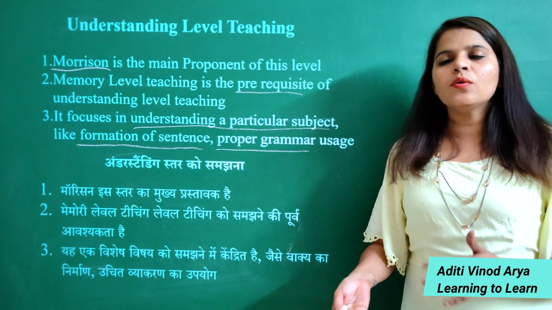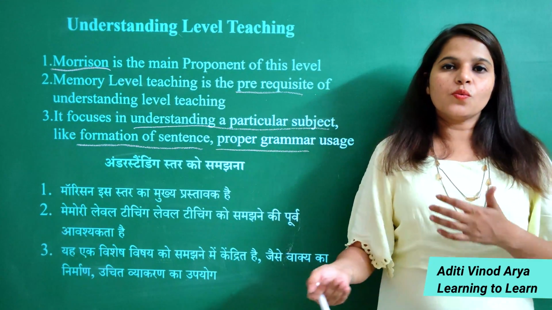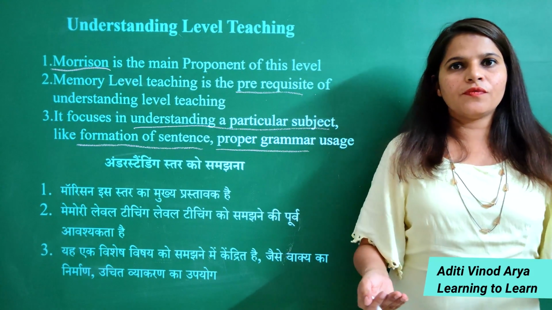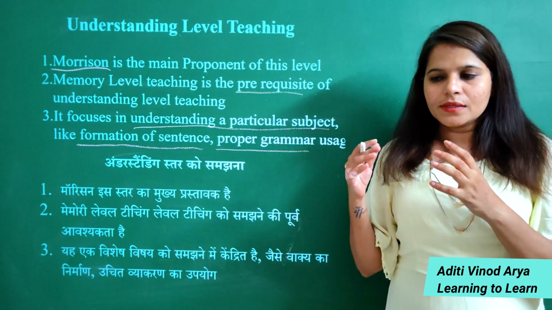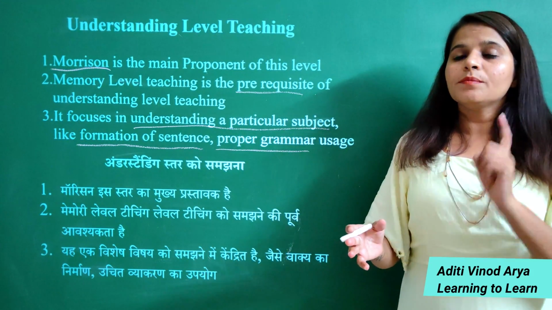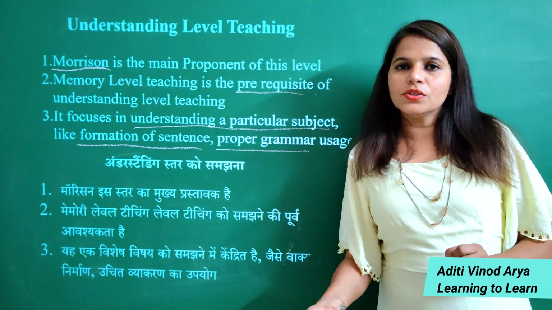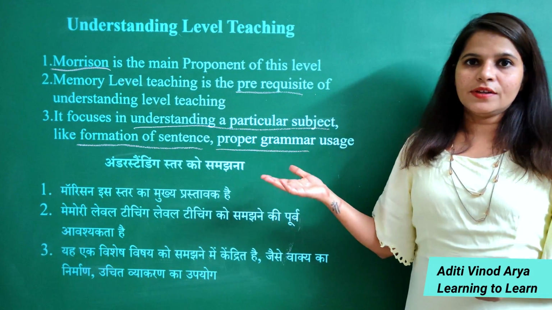The student now has gained a cognitive development, where he understands what is to be done, what not to be done, what subjects he can refer to, or what books he can refer. So here a student also plays an active role, but still the teacher's role is to guide the student, to monitor the student. Okay, so this was all about understanding level teaching.